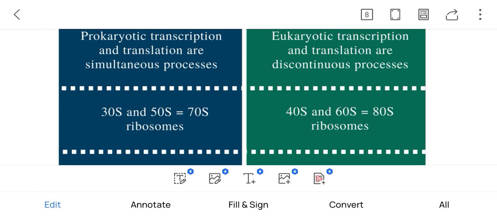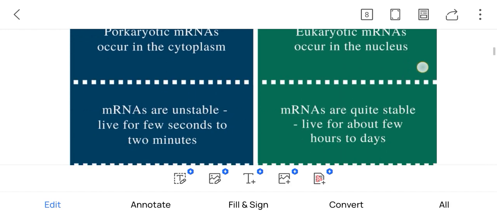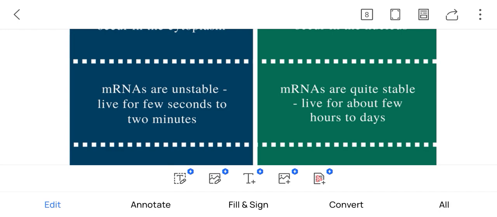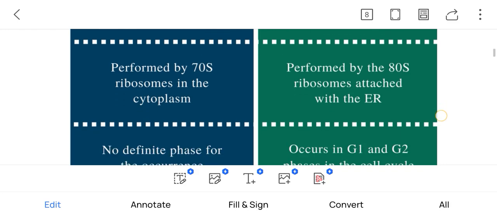30S and 50S make the 70S ribosome; 40S and 60S make the 80S ribosome. Prokaryotic mRNAs occur in the cytoplasm. Eukaryotic mRNAs occur in the nucleus. Prokaryotic mRNAs are unstable, living for a few seconds to 2 minutes. Eukaryotic mRNAs are quite stable, living for a few hours to days. Prokaryotic translation is performed by 70S ribosomes in the cytoplasm, while eukaryotic translation is performed by 80S ribosomes attached to the ER, endoplasmic reticulum.